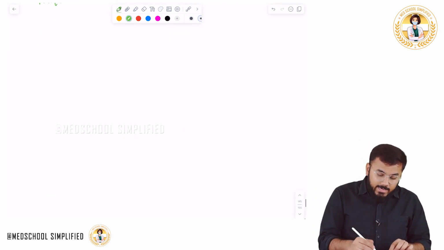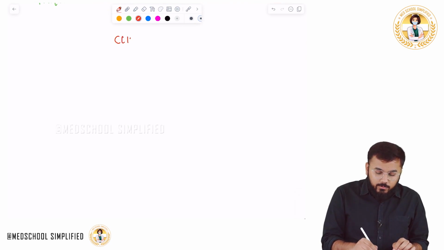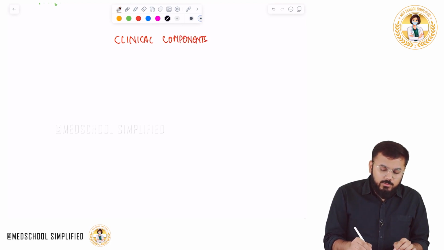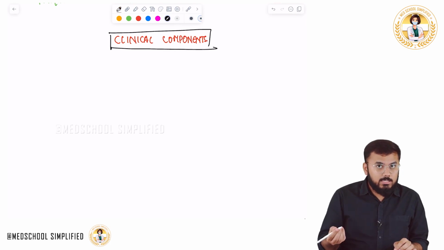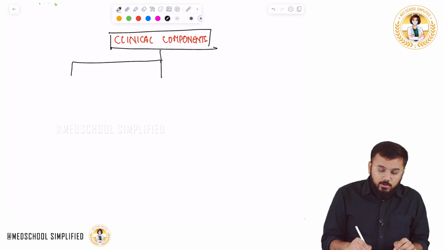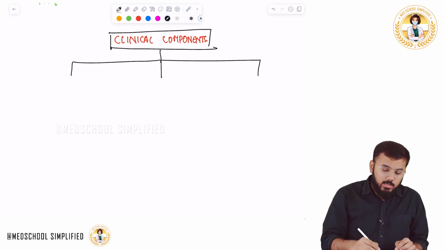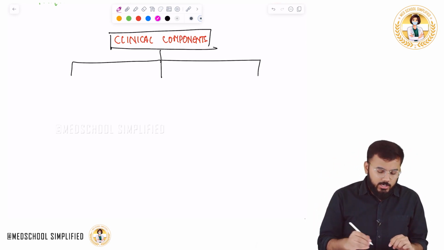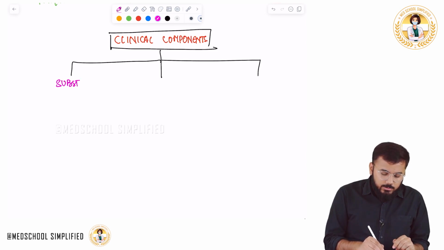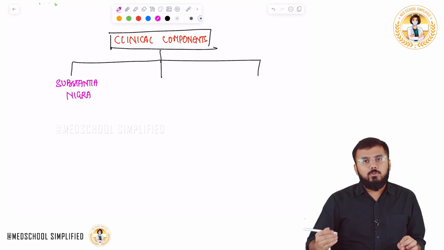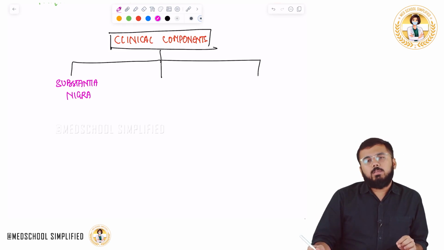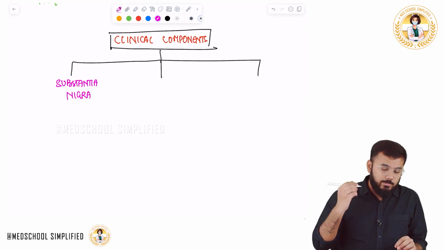Now when it comes to the clinical components, how do you divide it clinically? We shall write down the things which we did not discuss in the previous classification. So the first thing that goes here is substantia nigra. After the substantia nigra, beneath the thalamus, you have the subthalamic region. Within that subthalamic region, you have a nucleus, and that nucleus is called the subthalamic nucleus.